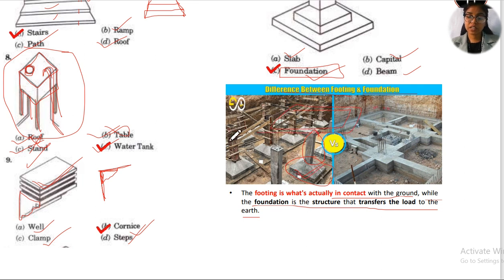Suppose there is a slab after construction, the slab will transfer the load through the foundation to the footing. So this in-between element between the roof and the footing is your foundation, which acts as a load transfer structure.